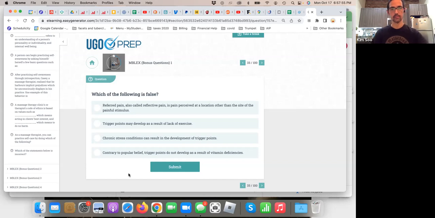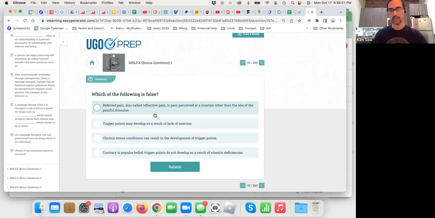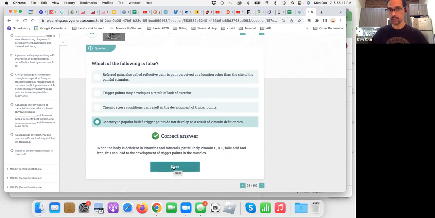Which of the following is false? Referred pain, also called reflective pain, is pain received at a location other than the site of the painful stimulus. Trigger points may develop as a result of lack of exercise. Chronic stress condition can result in the development of trigger points. Contrary to popular belief, trigger points do not develop as a result of vitamin deficiencies. Let's pick that one because the other three seem to be sound to me. And that is correct. It can result in deficiency of vitamins and minerals, particularly C, B, D, folic acid, and iron.